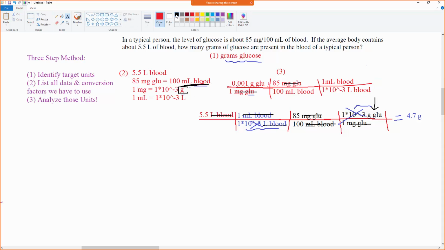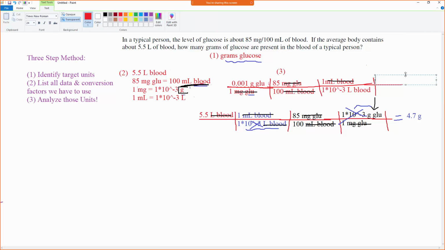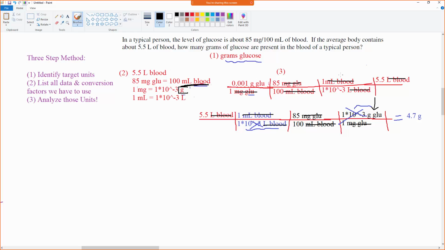And milliliters of blood cancel. What do I need to do next? Cancel the liters. So I'm going to pull over my 5.5 liters of blood here. And then we're done, right? Because now we've got grams of glucose by itself.